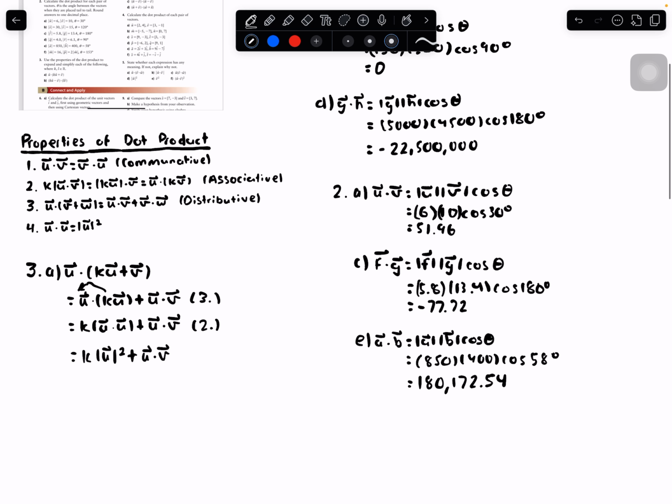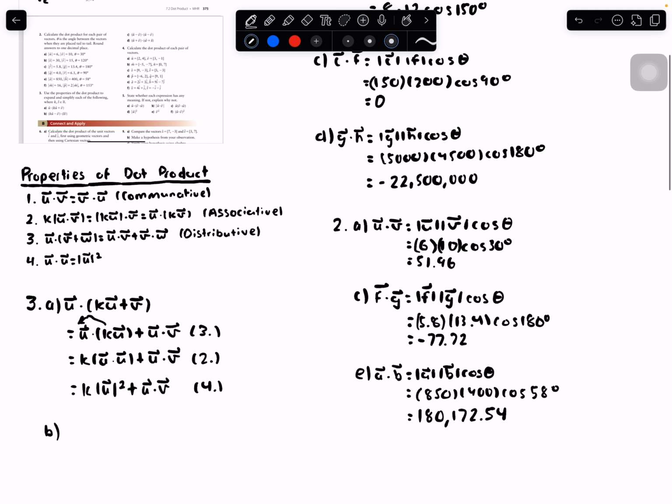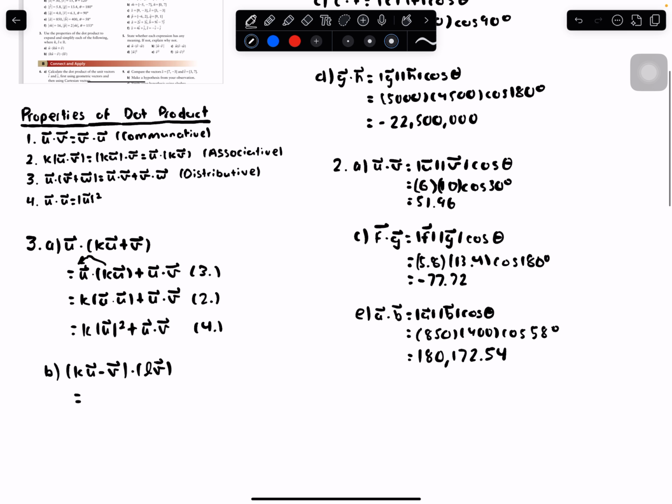All right. Moving on. B. So this is by 4, I guess. We have (ku minus v) dot lv. We can use the distributive property to distribute lv in for each term. So I'm actually going to do it like this: kl, u dot v, and then lv dot v.